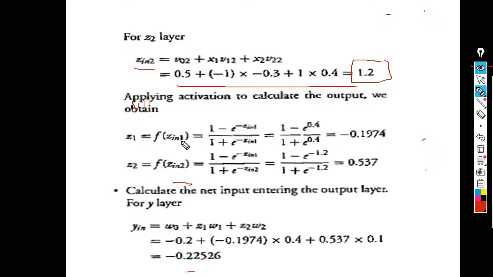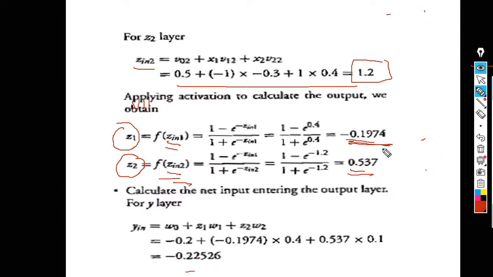Now what we have to do is substitute zin1 and zin2 inside the function to calculate the z1 output. z1 is the output of the z1 hidden unit, and z2 is the output of the z2 unit. So for z1 we substitute zin1 inside the function, and for z2 we substitute zin2 inside the function. If we substitute, you will get z1 as 0.1974, and for z2 you will get 0.537. So these are the two outputs of the hidden units.